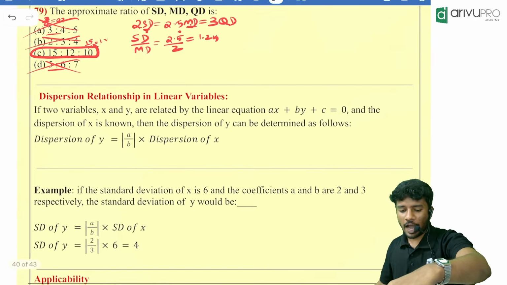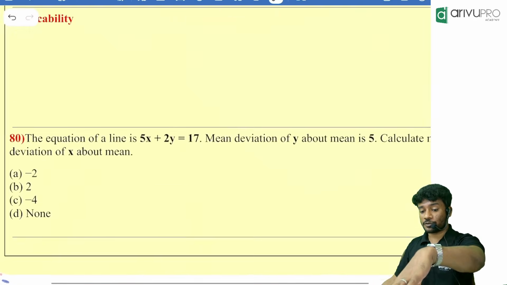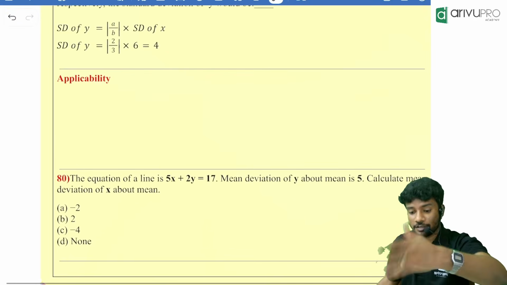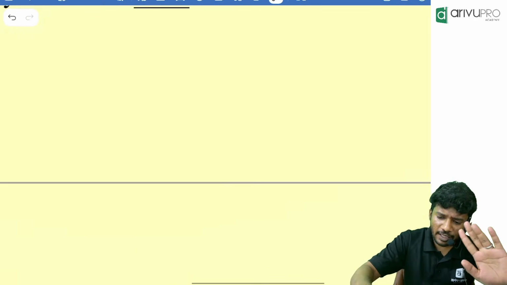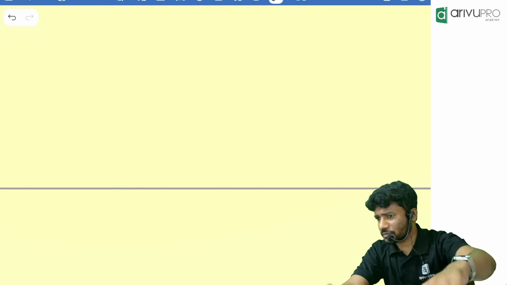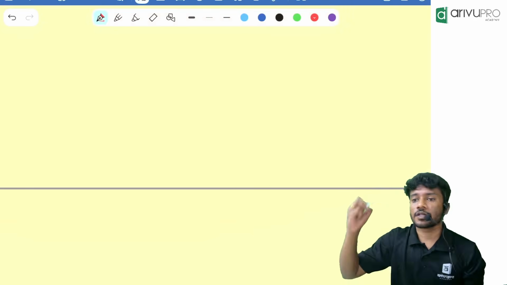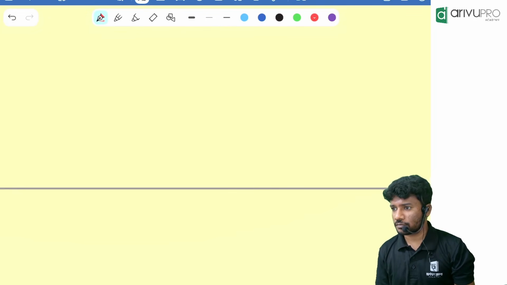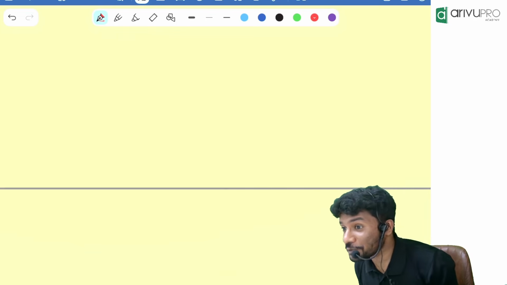Now, another important thing. Do you remember we solved a similar question in mean, median and mode? We have a similar question in dispersion also. But I have a few questions before I dive into this part. Few questions I want to ask you guys. Is dispersion affected by change of origin?